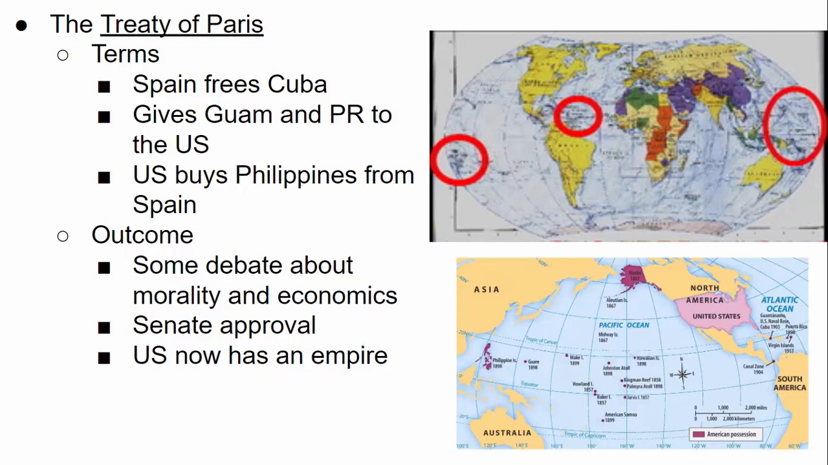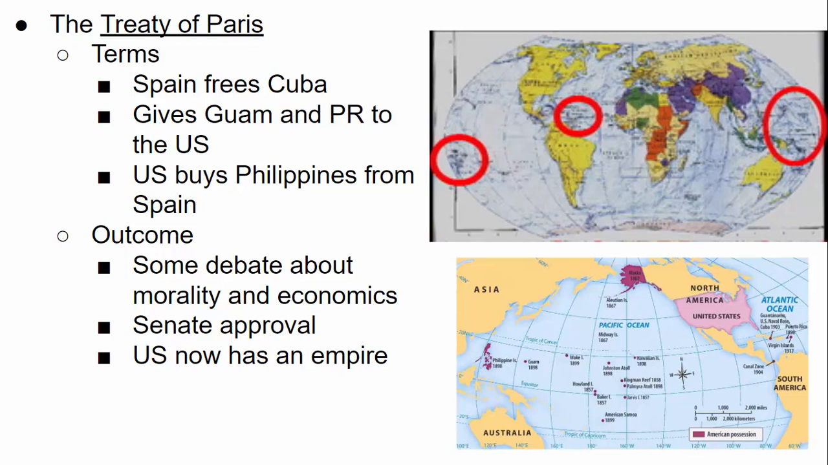Which brings us then to the peace treaty, which is called the Treaty of Paris. This is the Treaty of Paris of 1898. It's important to note that date because there's about 8 billion treaties of Paris throughout history, and we want to make sure that we're talking about the correct one.